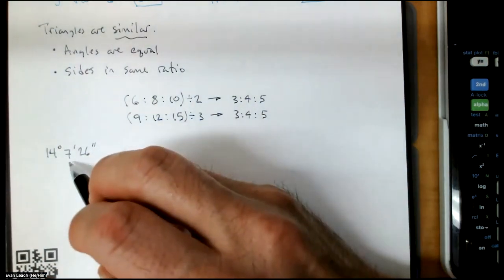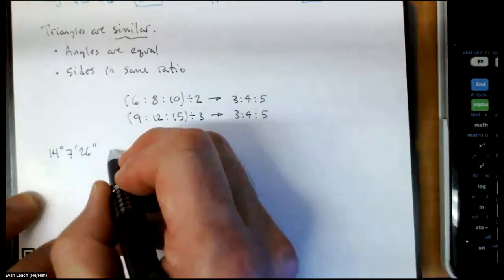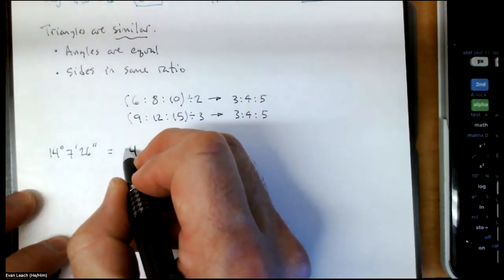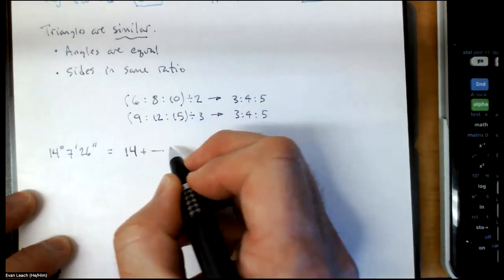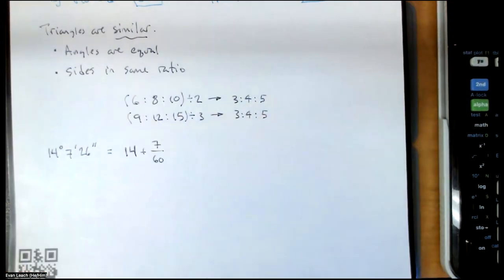there are 60 minutes in 1 degree. So that 7 represents a fraction. The nice thing is we have fancy calculators, so I can just put 14. 7 minutes is 7/60ths of a degree. So the 14 represents degrees. 7 minutes represents 7/60ths of a degree.